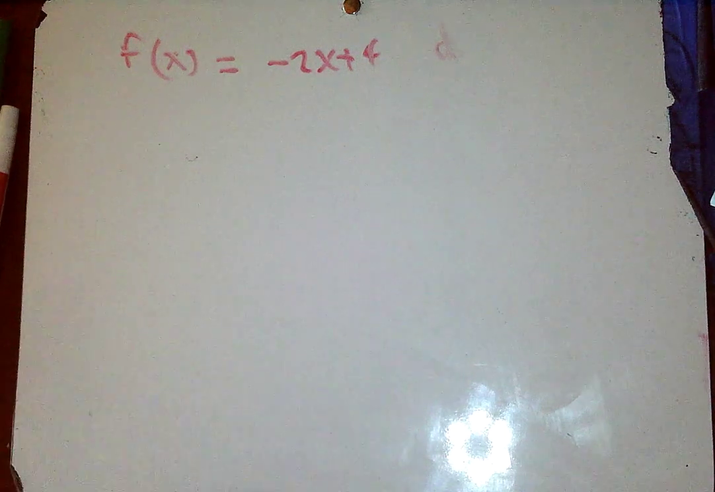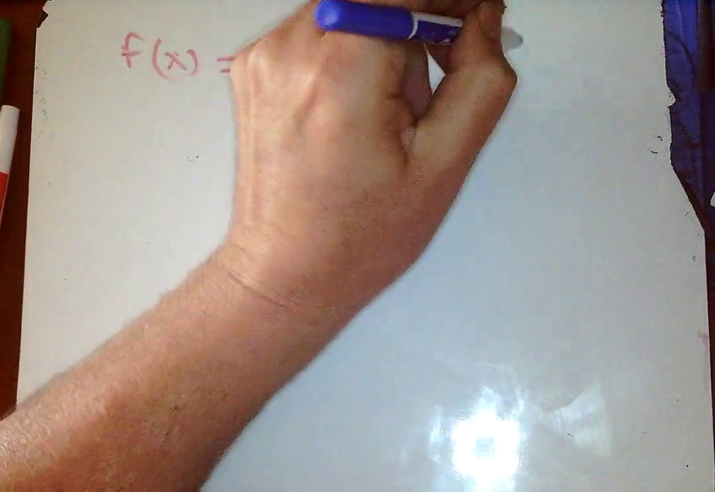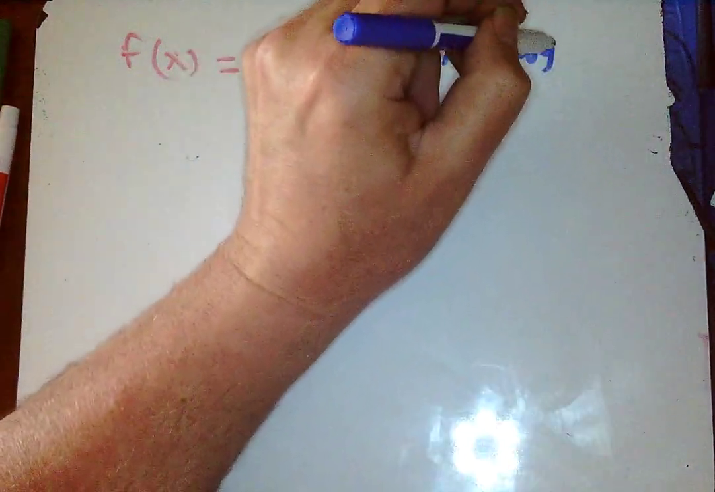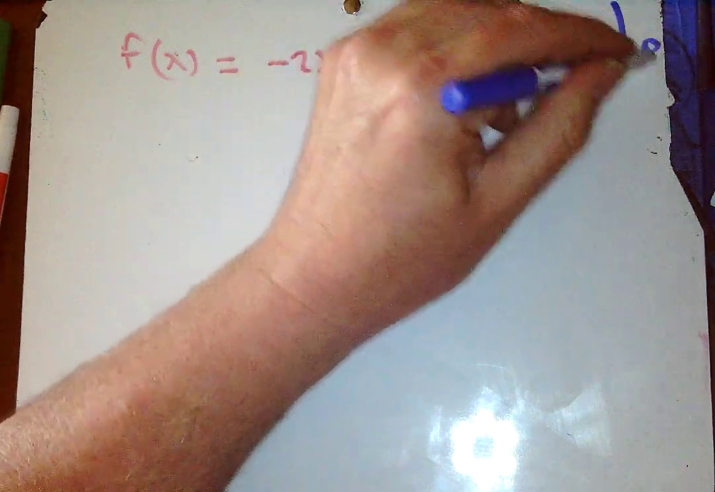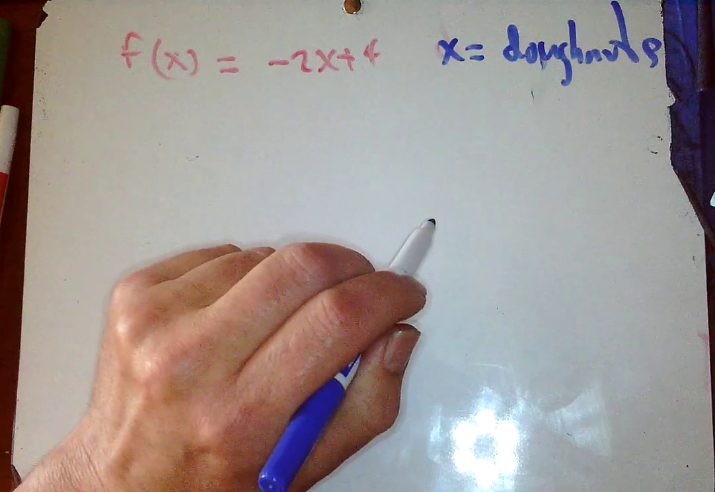Nice. Okay. So let's say that the input x is donuts. I can spell donuts. Donuts. Okay, we've got donuts going in. Do we have donuts going in?